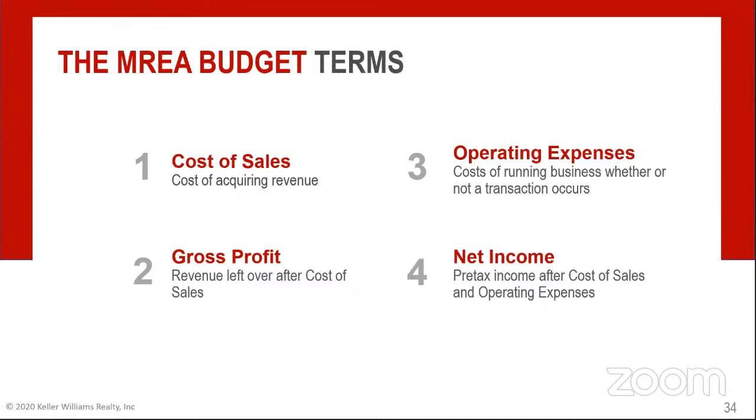So just as a recap, the cost of sales is a payment made after the transaction is complete to either a listing agent or a buyer specialist. Now this can also include your commissions paid to the broker. This is your company dollar, your royalties to KW. This is your referral fees.